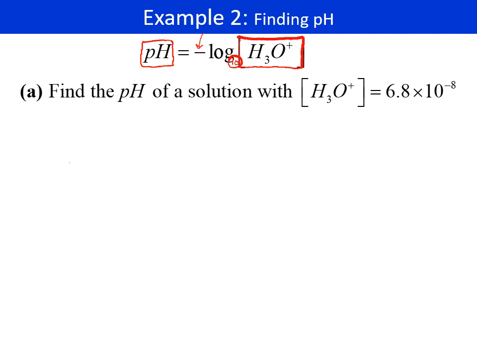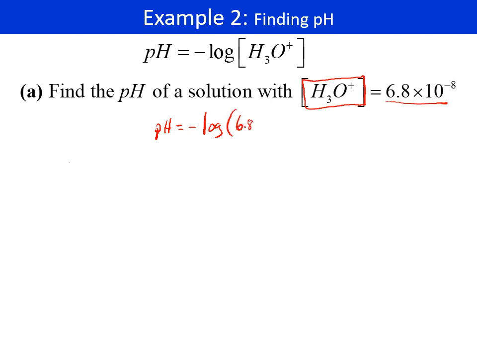So here's how we would do this problem. We'd take our formula and substitute this value for this quantity. Therefore, we would have pH equals negative LOG of 6.8 times 10 to the negative 8.